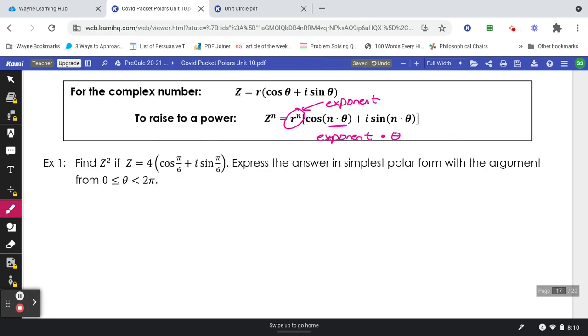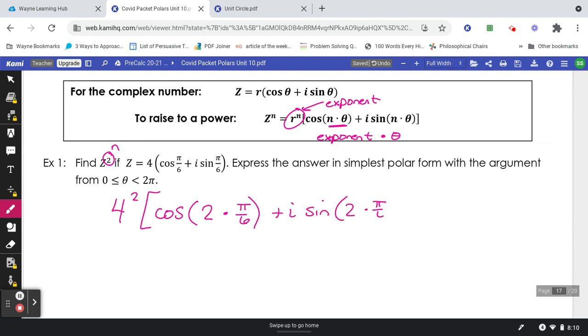All right, so for example number 1, find z squared. So z is going to be the n, and we're going to take 4 and raise it to the power of 2. And then we'll do cosine of, I guess I should have made that a bracket. There we go. All right, cosine of the exponent, 2 times the theta, pi over 6, plus i sine 2 times pi over 6.